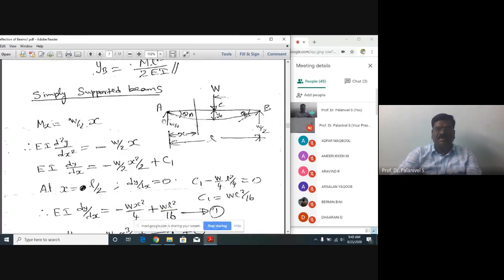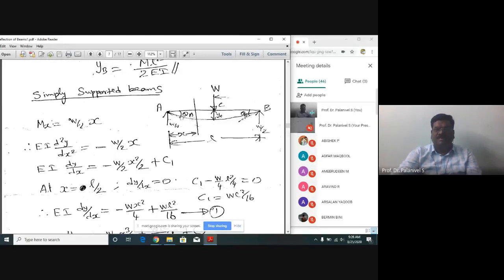Here we have a simply supported beam subjected to point load capital W at its center. Please, all of you remember, you can use either capital W or capital P. So, subject to capital W at the center. Say the deflection is y suffix C at the point C here. I have named it A, B, and C. So the deflection at the center is YC. Obviously, the deflection will be maximum at the center.